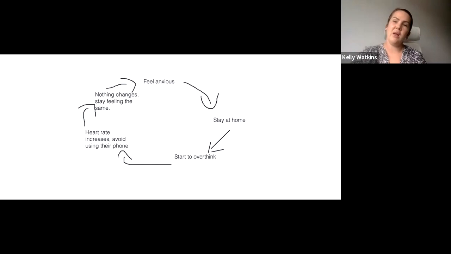So that is a cycle where you can see how someone's feeling anxious. In order for them to manage their anxiety, they decide to stay at home. But then when they stay at home, they start to overthink. When they start to overthink, the heart rate increases and they avoid using their phone. But then nothing really changes and they stay feeling the same and they continue to feel anxious, and then they could potentially continue to stay at home.